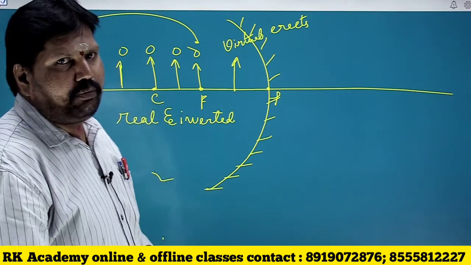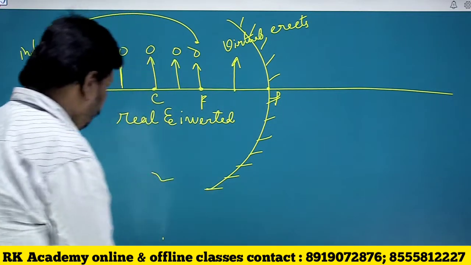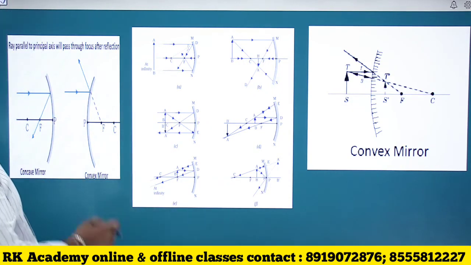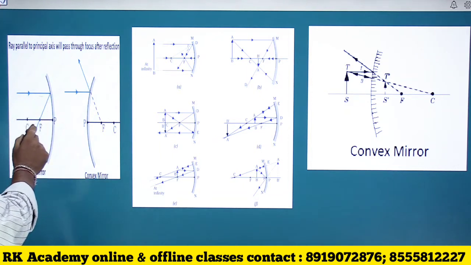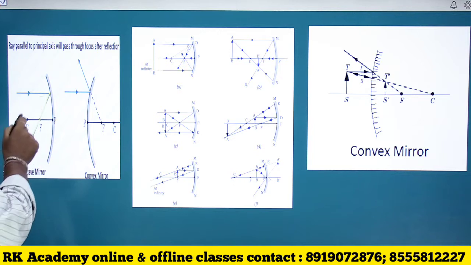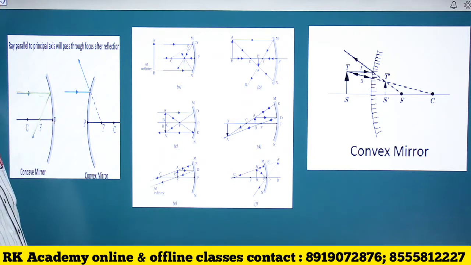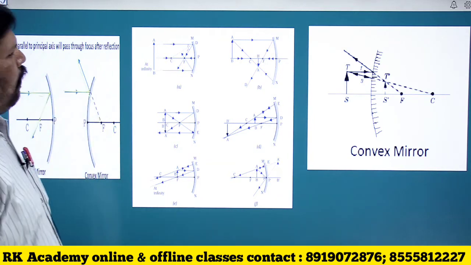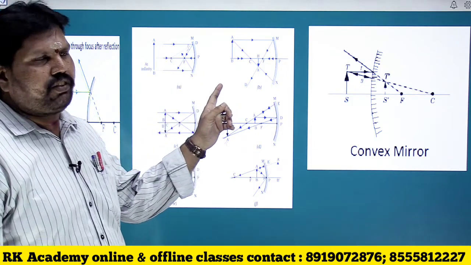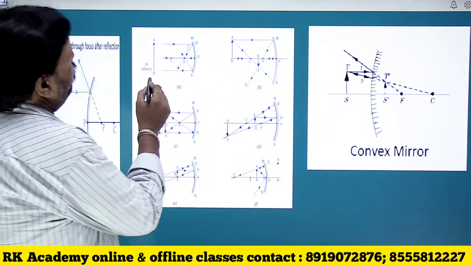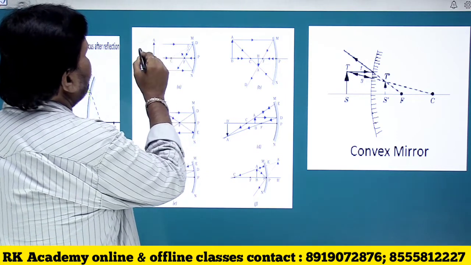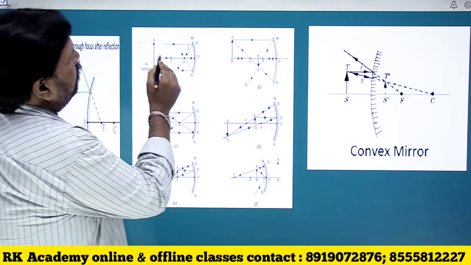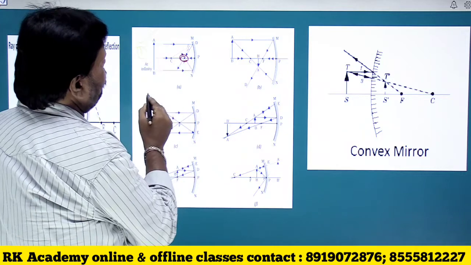Now let's come to the formation of images. As I told you before, if the ray is parallel to the principal axis, the reflected ray passes through the focus. And this is the concave mirror. Here the object is at infinity. The very first one is that the object is at infinity, then the image is formed at the focus.